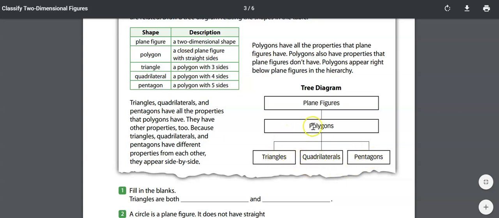So a triangle is a polygon, and it's also a plane figure, but it does not have all of the exact same qualities as a quadrilateral or pentagon, which is why it is next to it. So question 1 tells me to fill in the blanks. Triangles are both what and what. So as I stated before, triangles are both polygons and plane figures. So let's write that down.